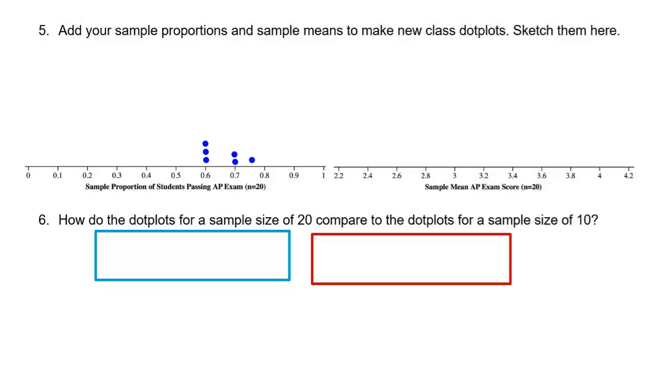So the proportion that passing score is a 3 or higher. And then if you want to, since you have your means, you can feel free to put your means up as soon as you have those as well. Put your proportions up first, and then put your means up.